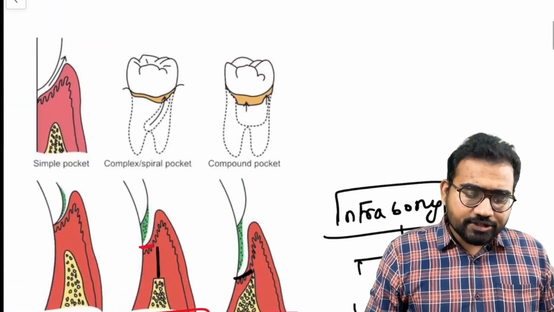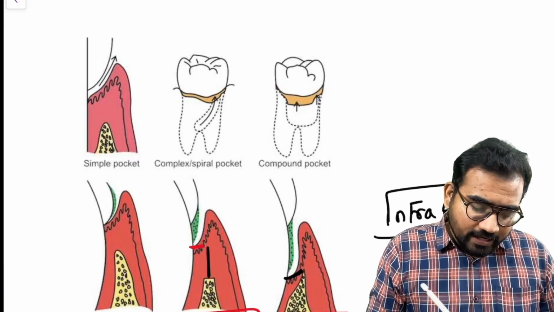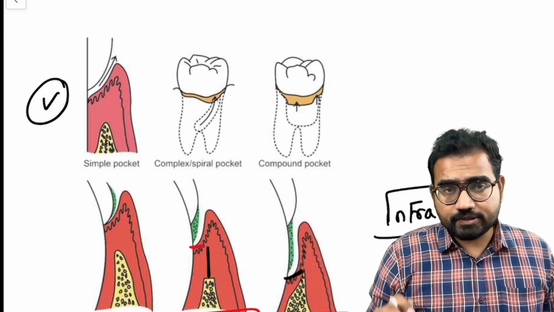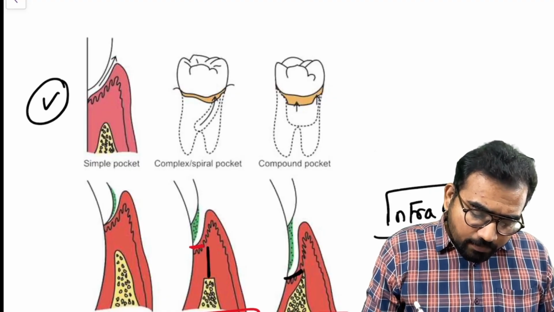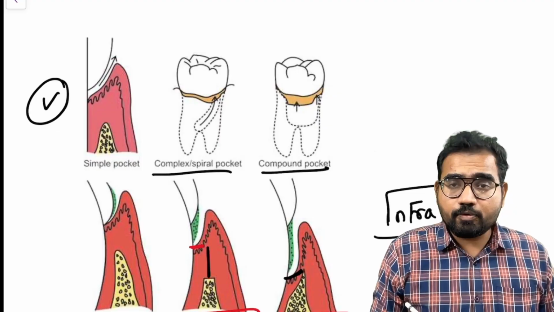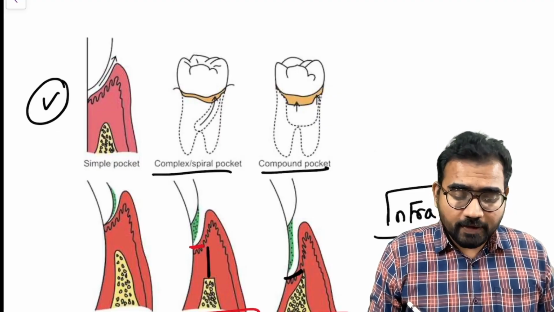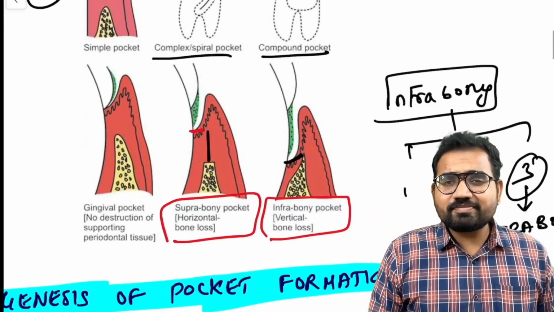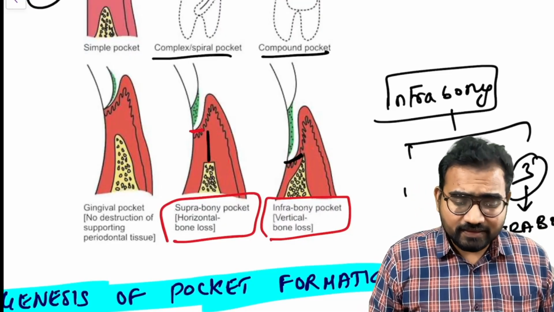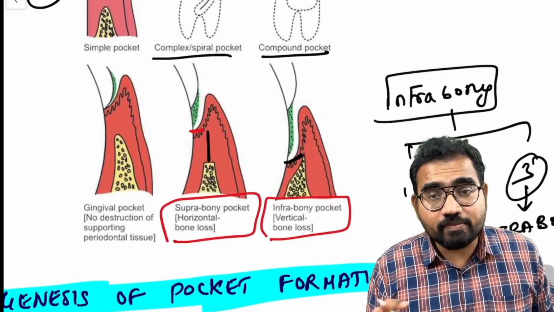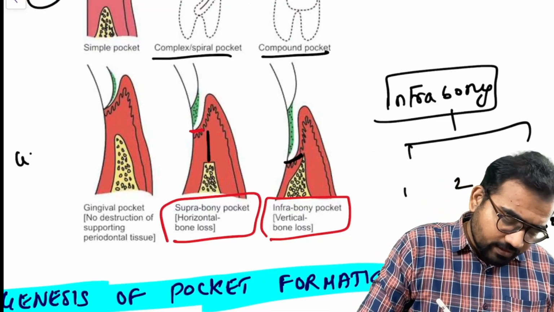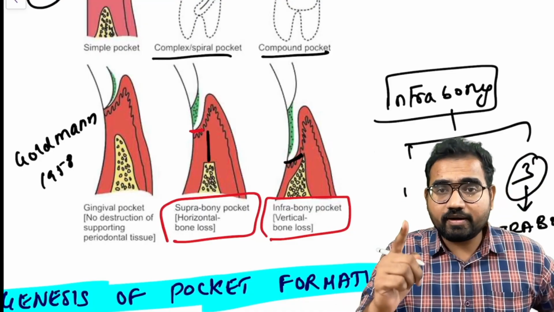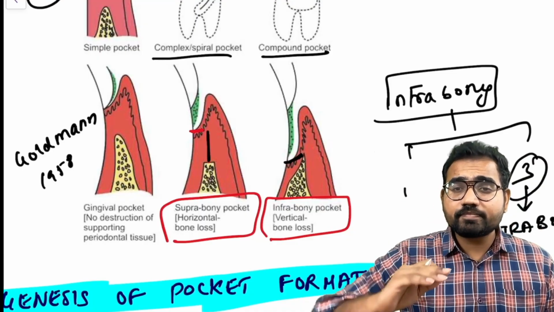Now, in relation to the surfaces involved, it can be a simple pocket, where there is a pocket on only one surface. It can be a compound pocket, or it can be a spiral pocket. Compound means involving more than two surfaces. Spiral means it twists and turns around the tooth. This is a very basic classification. The classification of the bone defects was given by Goldman in 1958. Infrabony is a broad term, intrabony is a three-wall defect.